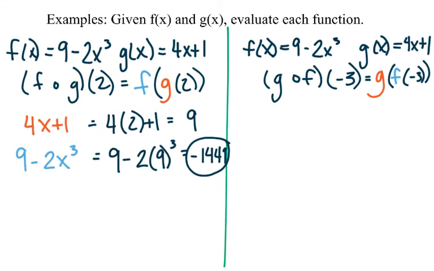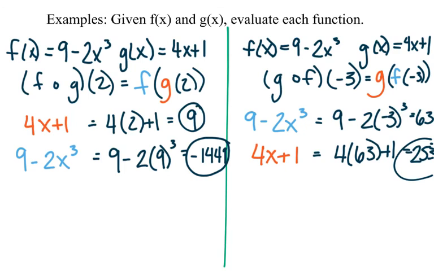Okay, so the first one is f of g of 2. So I'm taking 2 and plugging it into the g. When I do that, I get 9. And then I'm going to take 9 and plug it into the f equation. So when I replace x with 9, I get negative 1,449. Okay, the second one, I'm doing g of f of negative 3. I'm taking negative 3, plugging it into f, plugging it into g. Alright, so I plug negative 3 into the f, and I get 63. I take 63 and plug it into the g, and I get 253.